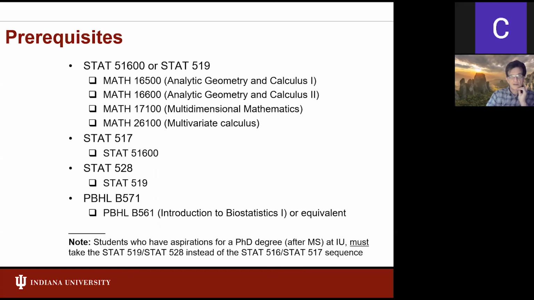The prerequisites you see are Calc 1, Calc 2, vector calc, and this one is the lower level linear algebra course. All these are undergraduate courses, and these will allow you to get into 517 or 519. And also, 571 is the prerequisite for everything. The prerequisite for that is any introductory biostatistics course or equivalent.